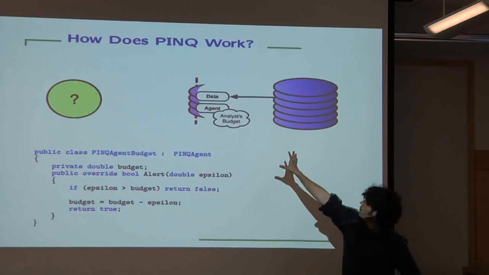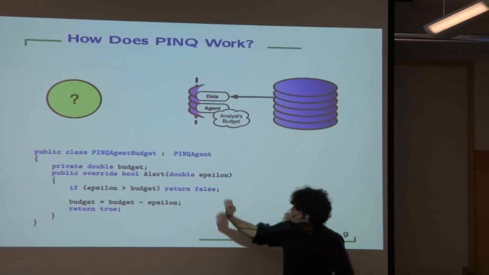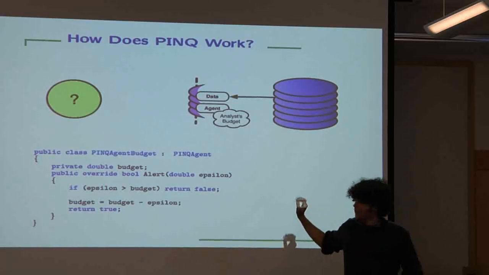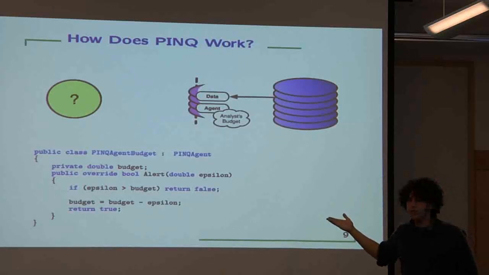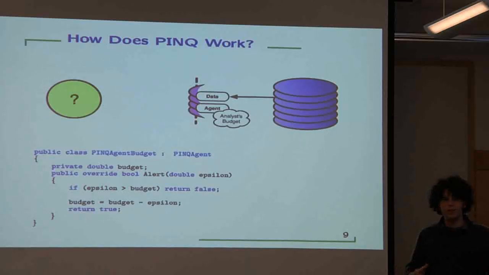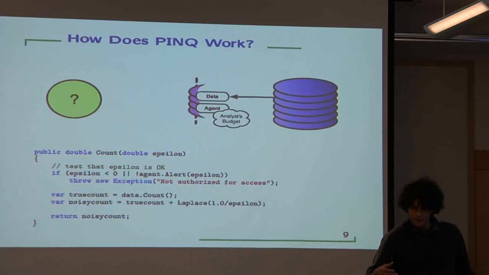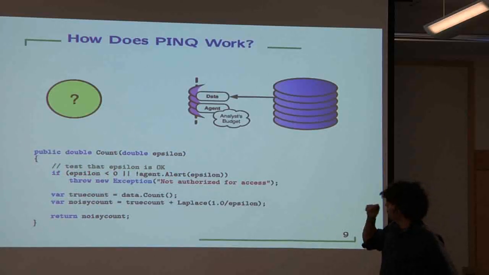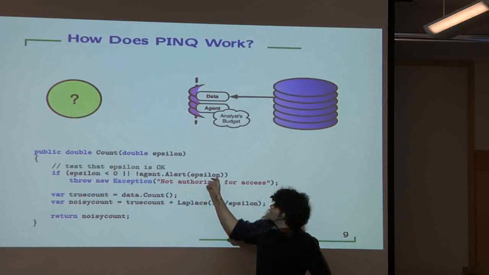So here's just a sketch of one way that you could implement this. One of these little agents, which just manages a budget, is coded up so that when you come in with epsilon, it tests to make sure that there's at least epsilon remaining in the budget. And if not, tells you to take a hike. Otherwise, it decrements the budget and returns true. This is great. This means that, in particular, if we do a query directly against this data set, and we are like a count, we just need to check with the agent, see if epsilon is all right.